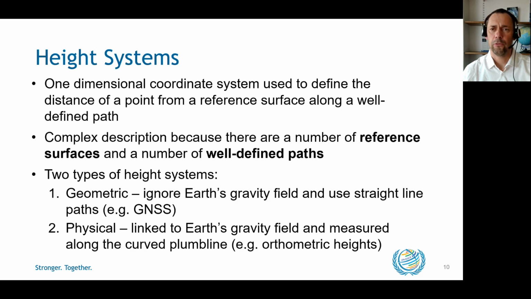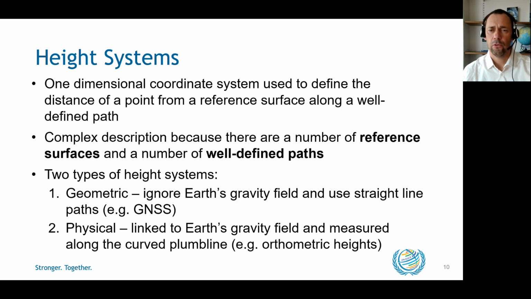Having introduced the different shapes of the Earth, we turn back to the height system. It is a one-dimensional coordinate system used to define the distance of a point from a reference surface along a well-defined path. It is a complex description, as there are a number of reference surfaces and a number of well-defined paths.